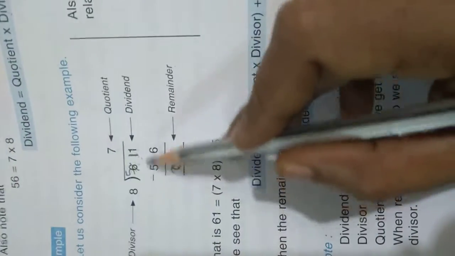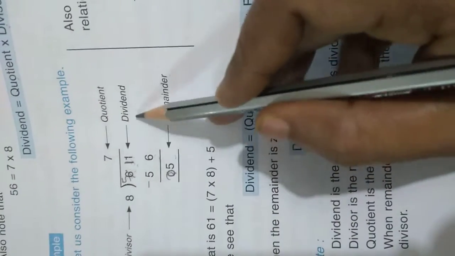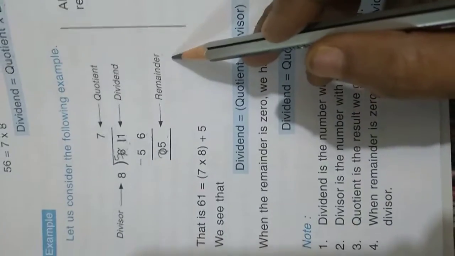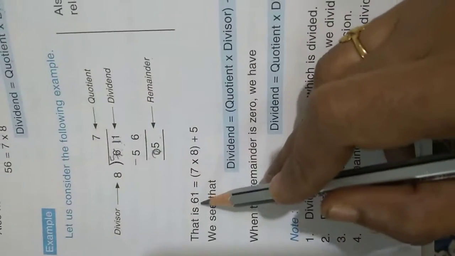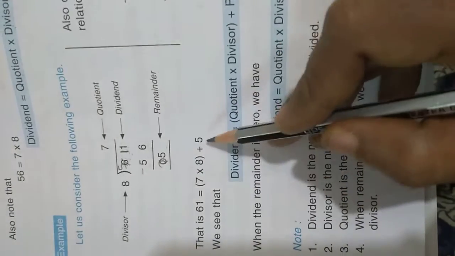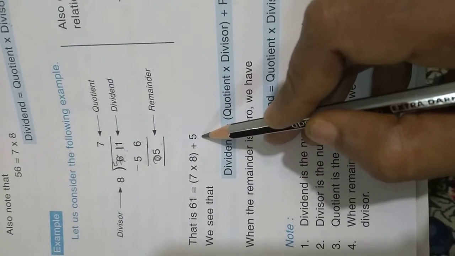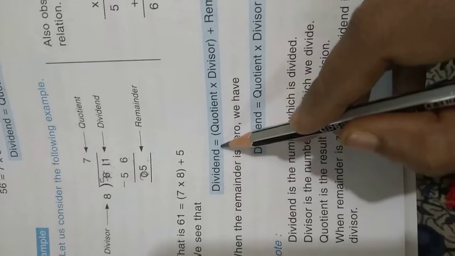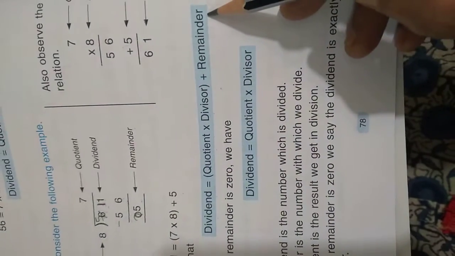And in this part, 8 is the divisor and 7 is the quotient, and 61 is the dividend and 5 is the remainder, children. Again we have to check. We see that 61 is equal to 7 into 8 plus 5. Remainder also we have to add, children. Then dividend is equal to quotient into divisor plus remainder. Okay, did you understand, children?